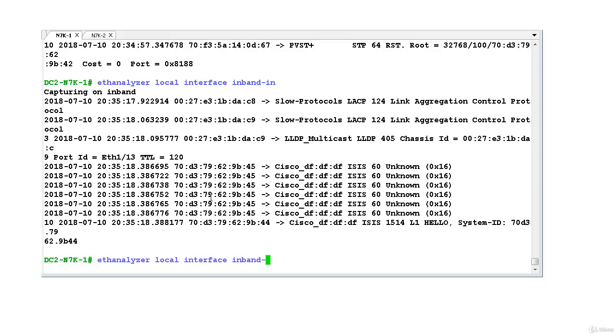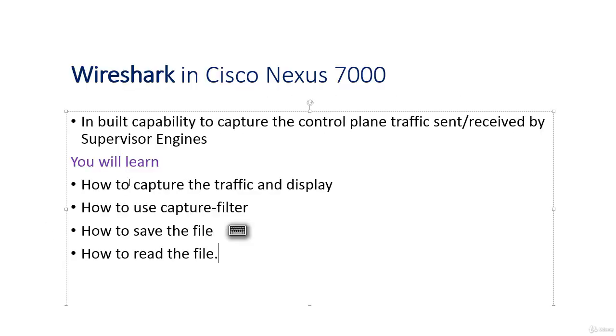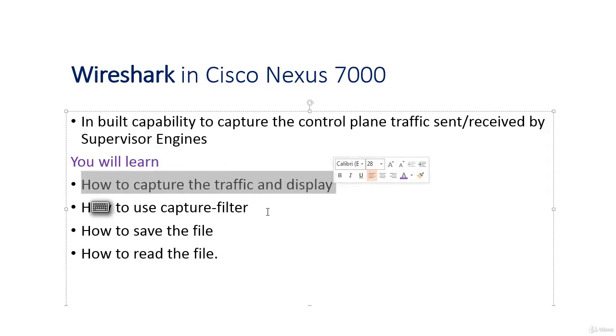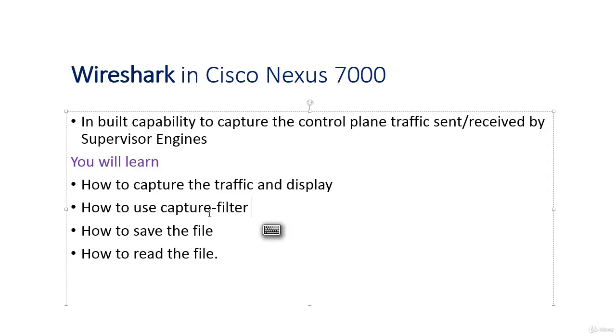Now I'll do one thing. I'll run this command and we'll save the file. We'll show you how to save this file. I've shown you how to capture the traffic and display it. Now I've shown you how to use capture filter expressions, how to save the file, and then how you would read that.